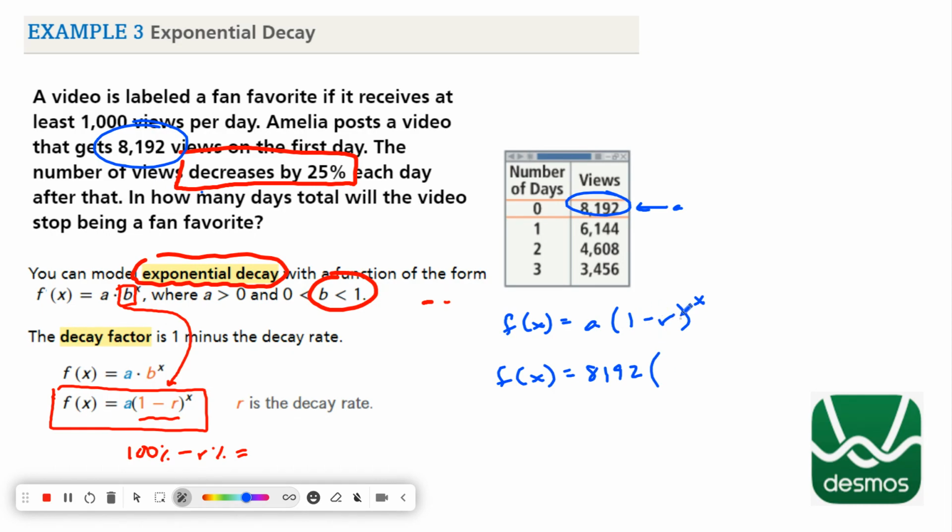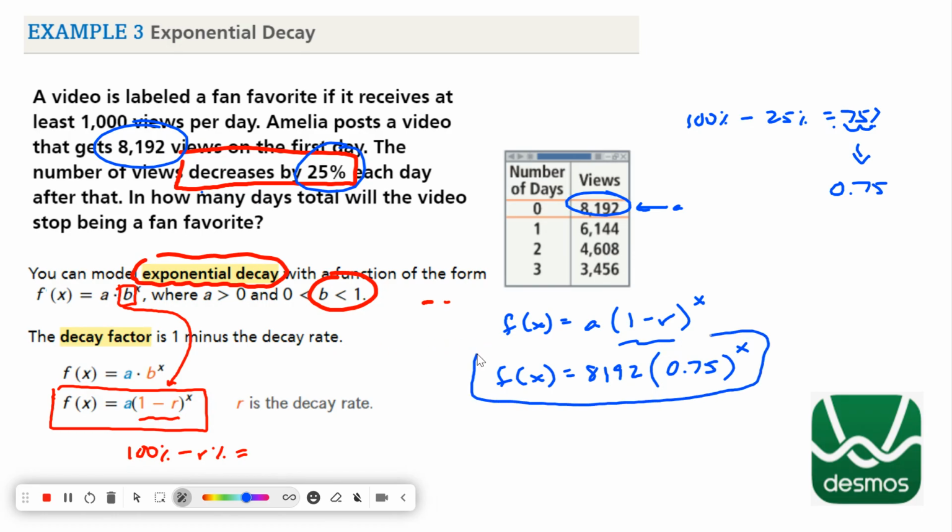So f of x equals 8192. And then to take care of the parenthesis up here, I'm going to do 100% minus my rate that I'm decreasing by, which is 25%, and that is 75%. And now, if I move that decimal 2 places left, now the decimal's in front of the 7. Our decimal version is 0.75. That goes in place of the entire parenthesis. And now we have to the x. So this is our decay function for this video.